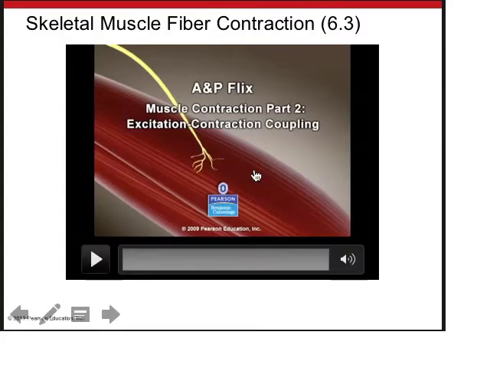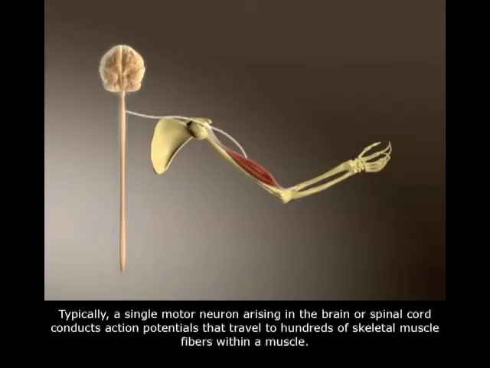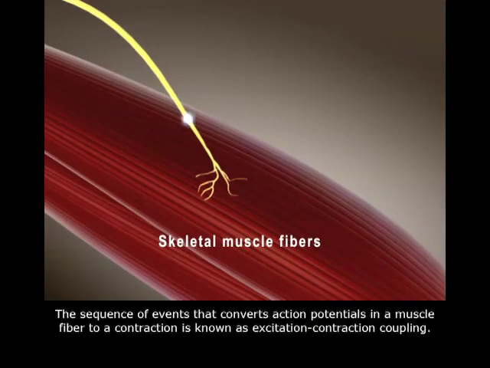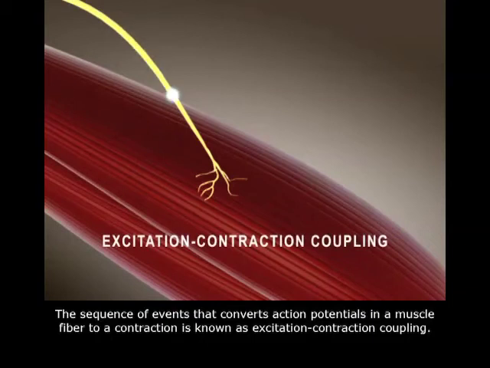Take a listen to excitation-contraction coupling. Typically, a single motor neuron arising in the brain or spinal cord conducts action potentials that travel to hundreds of skeletal muscle fibers within a muscle. The sequence of events that converts action potentials in a muscle fiber to a contraction is known as excitation-contraction coupling.